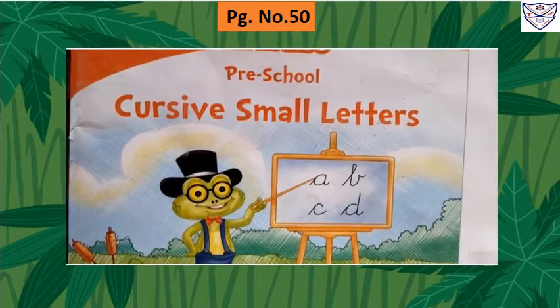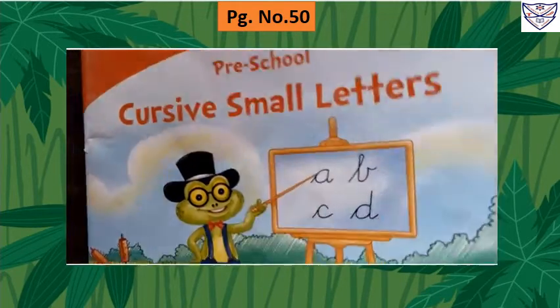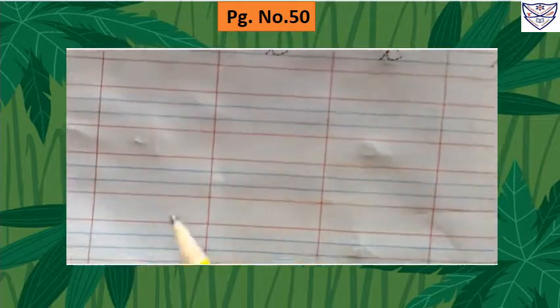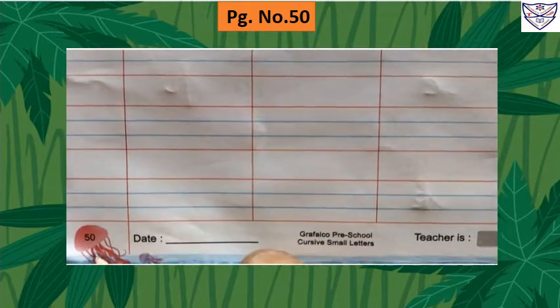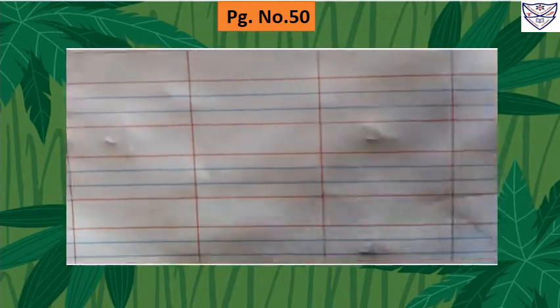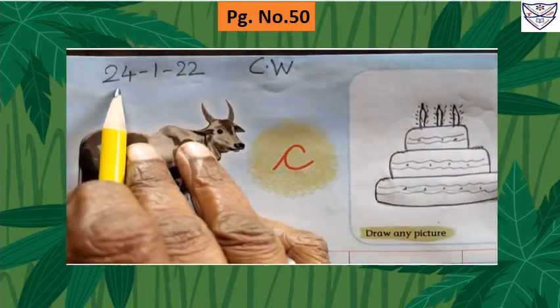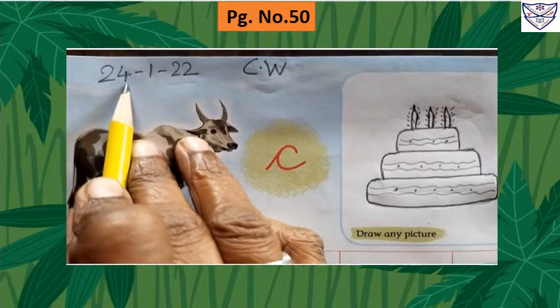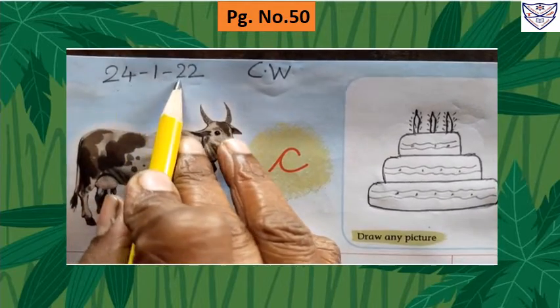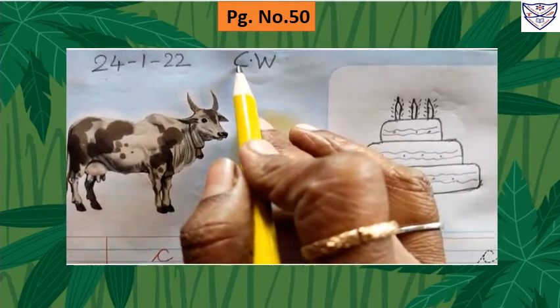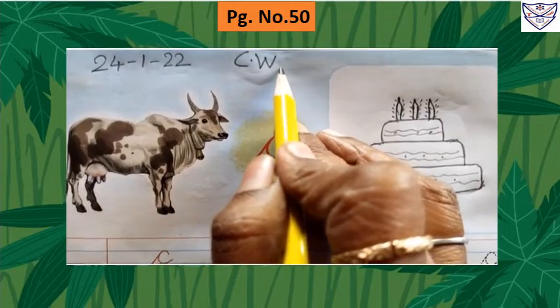Today we are going to write in cursive small letters workbook. Open your workbook at page number 50. First, write here today's date, that is 2/4/24. Write here C.W., classwork.